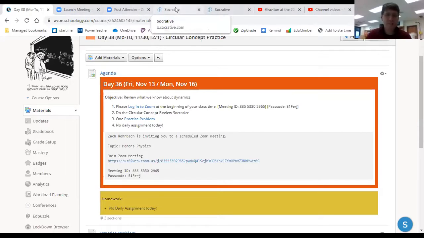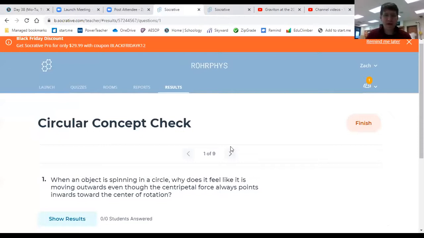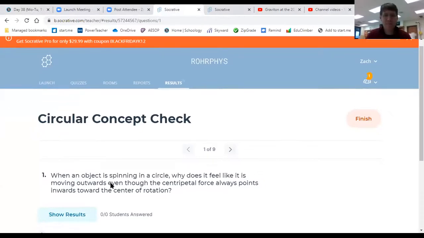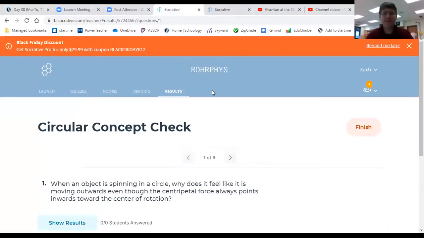All right, go ahead and if you would go to Socrative. The website is www.socrative.com, and you're going to log in as a student and use the code ROHRPHYS. If you could, either in a separate browser tab or on your phone, go ahead and do that. And if I can get to my chat here, I will put that in the chat.